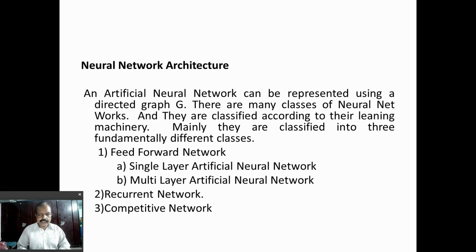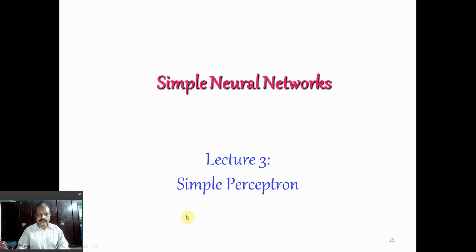So they are represented mainly by three fundamentally different classes. One is the feed forward network, then the recurrent network, and the third one is the competitive network. In the feed forward network, we have the single layer artificial neural network and the multi-layer artificial neural network, or we call them the single layer perceptron and the multi-layer perceptron. Then the second category of the network is the recurrent network, and the third one is the competitive network. So these are some of the things.